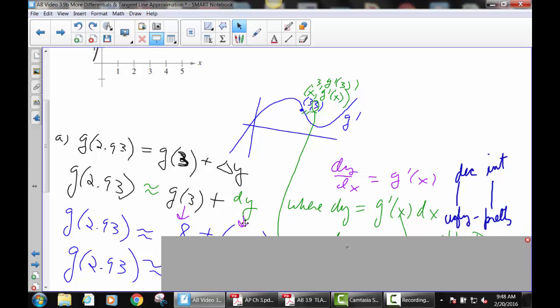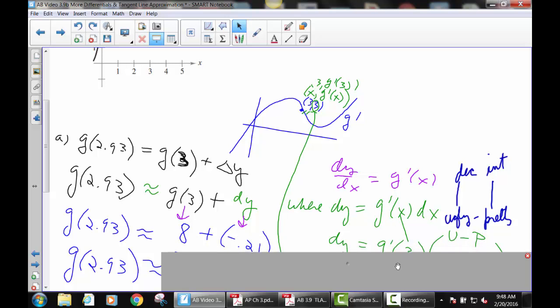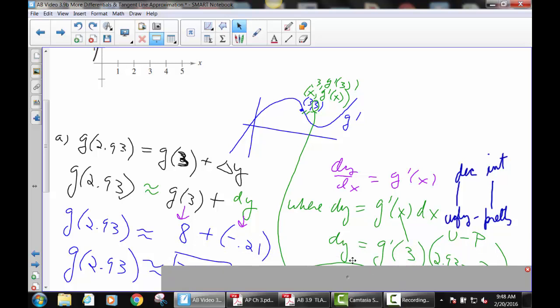G of 3 they gave us is 8. We have to figure out delta y. So dy/dx is g prime of x, which means dy is g prime of x dx. You have dy equals, therefore, g prime of 3, the pretty number 3.